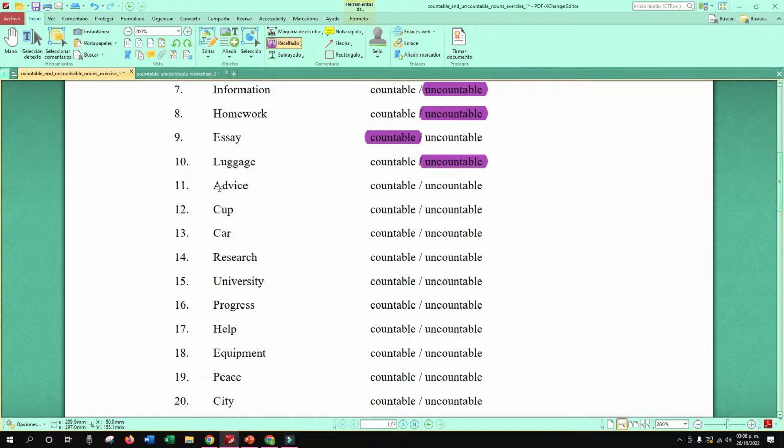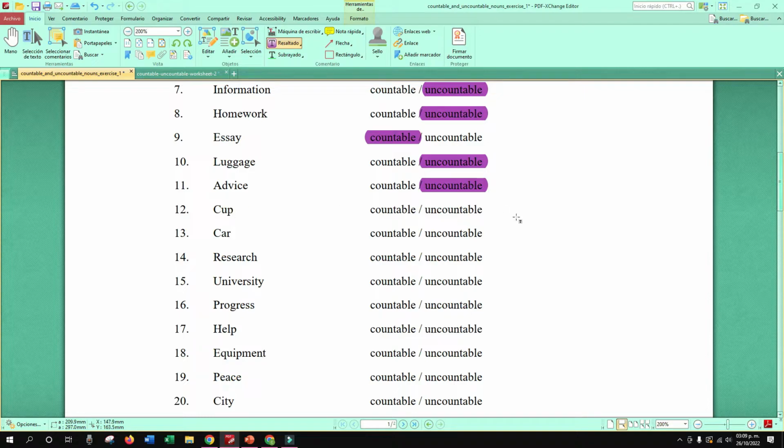What about advice? Consejo. What do you think about this? Consejo. Countable or uncountable? Countable? Believe me or not, advice that is uncountable. Because you can say a piece of advice, but you're gonna say, give me two advices. No. In English, you cannot say that. That's why this is uncountable, guys. Es incontable. In English, right?